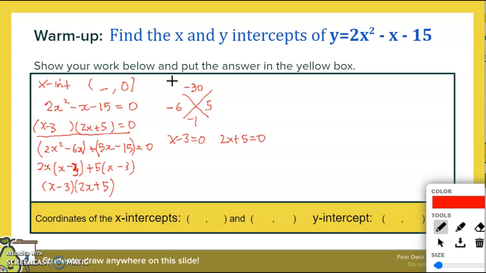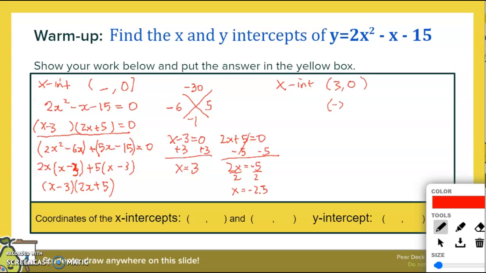So how do I solve from here? I am going to add 3 to both sides, and I get x is equal to 3. On the other side, I'm going to subtract 5 from both sides first, and I get 2x is equal to negative 5, so divide both sides by 2. So x is negative 5 over 2, which is negative 2.5. Okay, so that means my two x-intercepts are 3, 0 and also negative 2.5, 0.